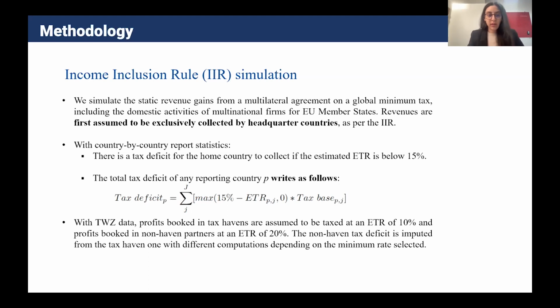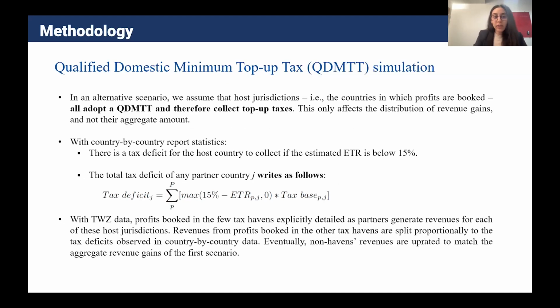So the first scenario that I already mentioned is the income inclusion rule, for which we try to simulate the revenues, where the headquarter country would collect the top-up tax. So if, for example, we have Singaporean multinationals operating abroad, they will say, okay, we want to put this minimum tax in place, and we want to collect the top-up tax from the subsidiaries of our multinationals abroad. Next slide.